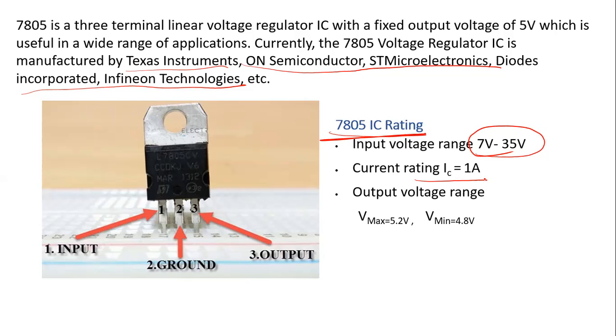The output is taken from pin number 3, and it can vary between 5.2 volt and 4.8 volt. So even though IC 7805 is considered as having a fixed output voltage of 5 volt, there can be a certain limit of error. It can go up to 5.2 or drop down to 4.8 volt, not beyond that. There can be a small fluctuation, but this minimal fluctuation will not harm your electronic device.